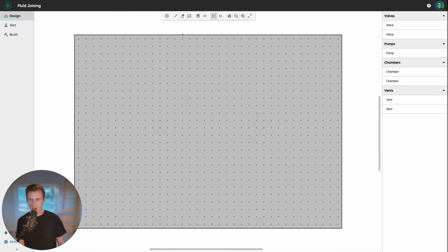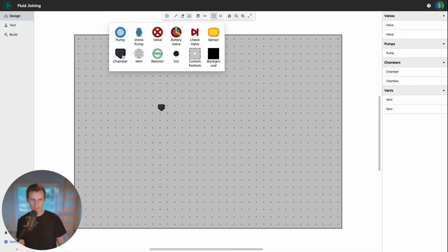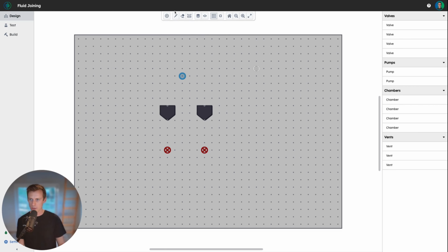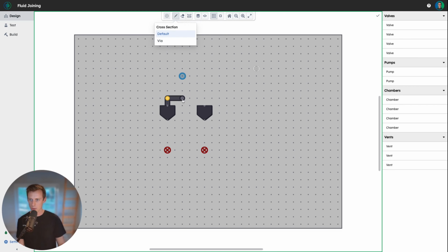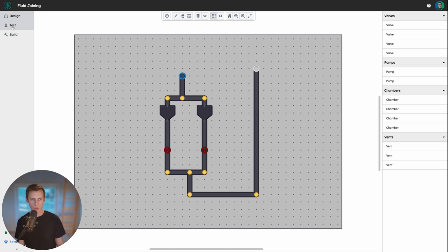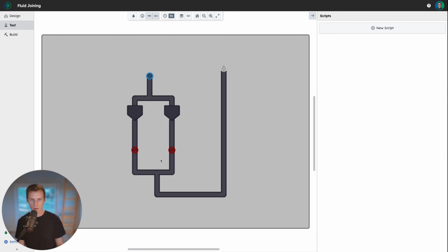Okay, let's start our design with two input chambers. We will need a pump and a vent to push the fluid out. And let's use a few valves to select between these two fluid sources. Now let's connect everything up and give everywhere a place to flow to. Okay, let's see what happens when we alternate flow between these two sources.